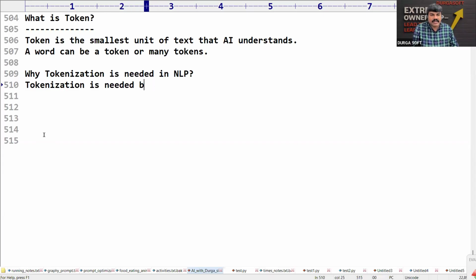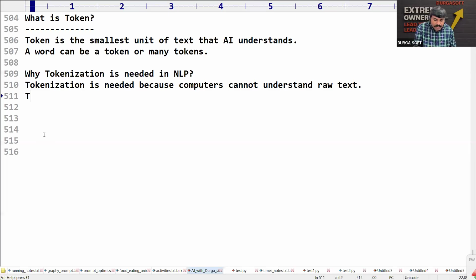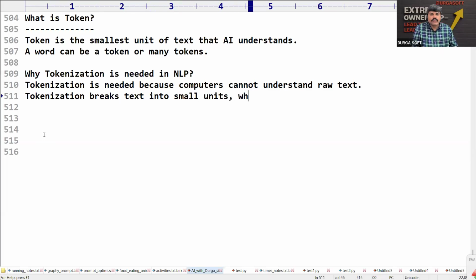Tokenization is needed because computers can't understand raw text. Tokenization breaks raw text into small units which can be converted into numbers for processing by NLP models.